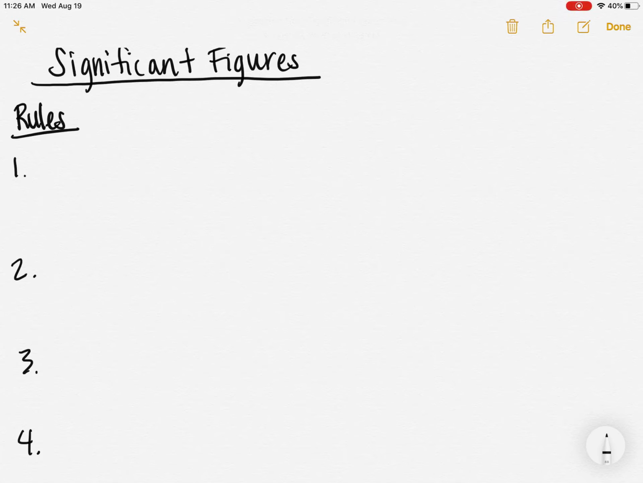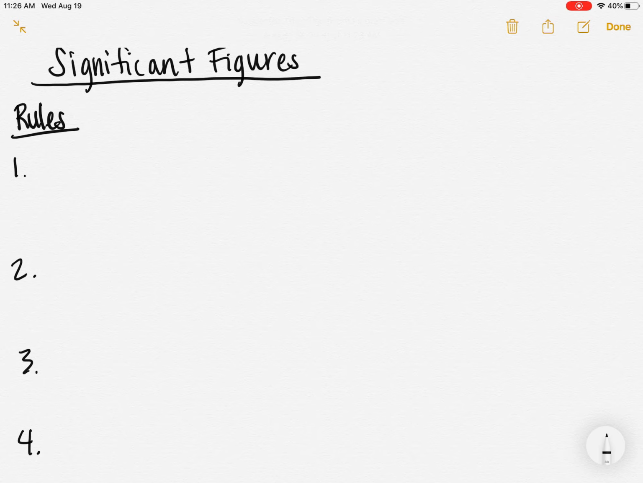This video is on counting significant figures and also dealing with some rounding. So in our previous lesson, we have learned what significant figures are. Of course, they're all the known values plus the estimated digit in a number. And we also learned how to read some measuring devices to the correct number of sig figs.